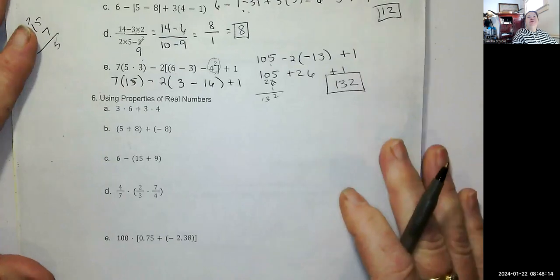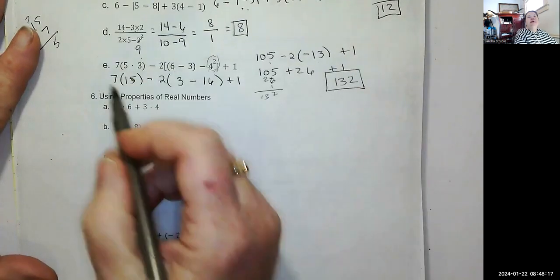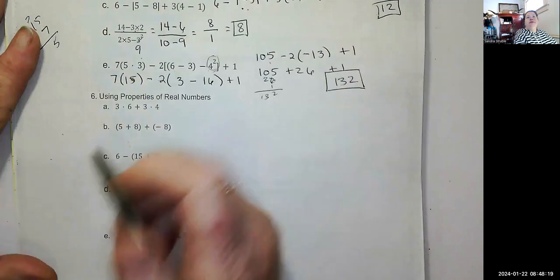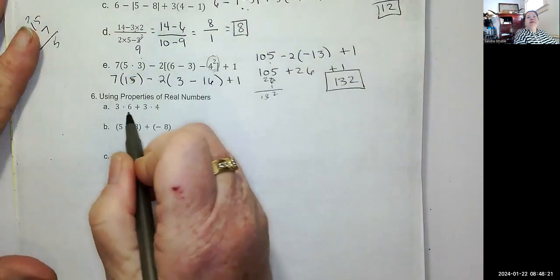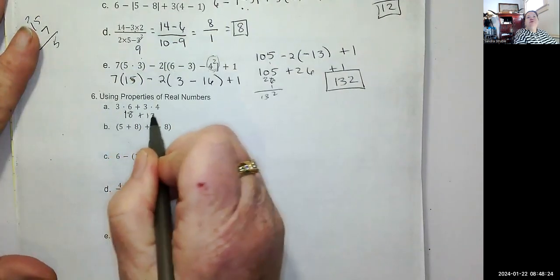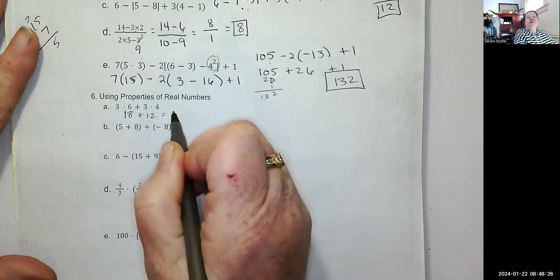Using properties of real numbers. Again, I don't need you to know what the property is. I need you to be able to use it. 3 times 6 is 18. 3 times 4 is 12. 18 plus 12 is 30.